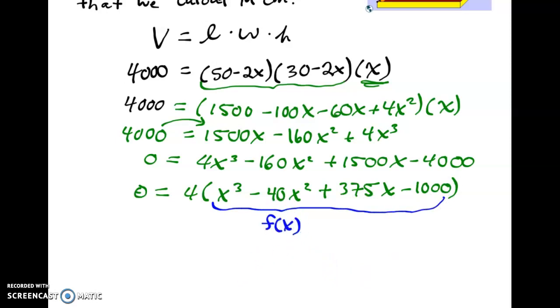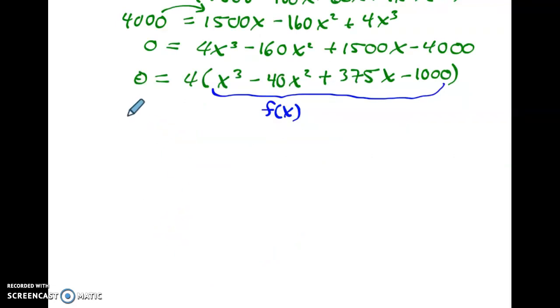So I'm going to let that polynomial be f of x, and now we're going to have to start by finding what you can plug in to make this function 0. Okay. Remember, the number that you're going to be able to plug in is going to be a factor of 1,000. So start with plus or minus 1, and then keep going until you find a number. I'll give you a hint. 5 works. So f of 5 equals 0. Therefore, x minus 5 is a factor.